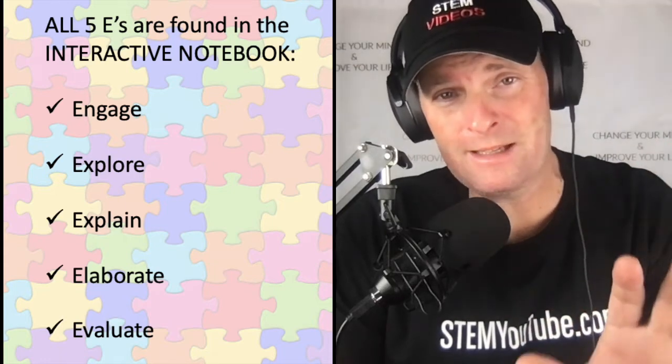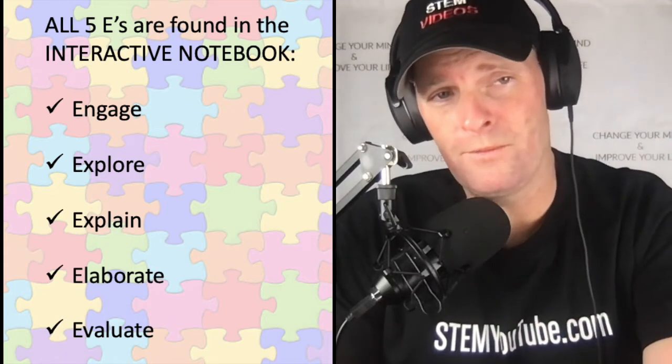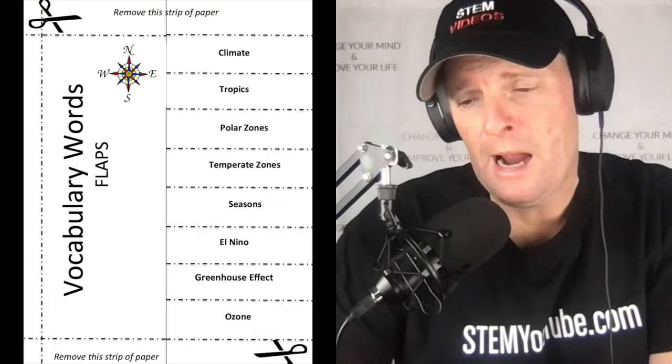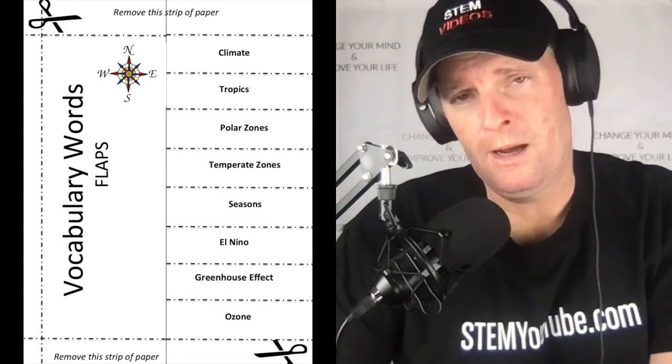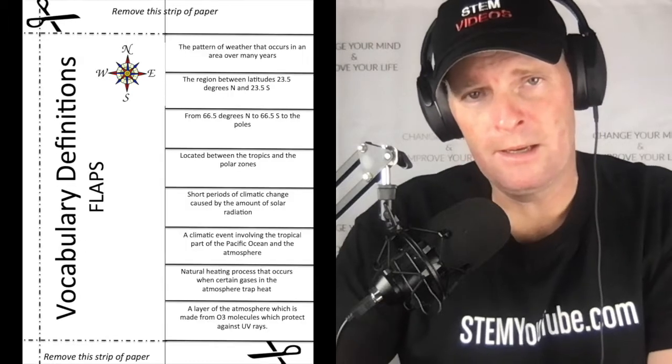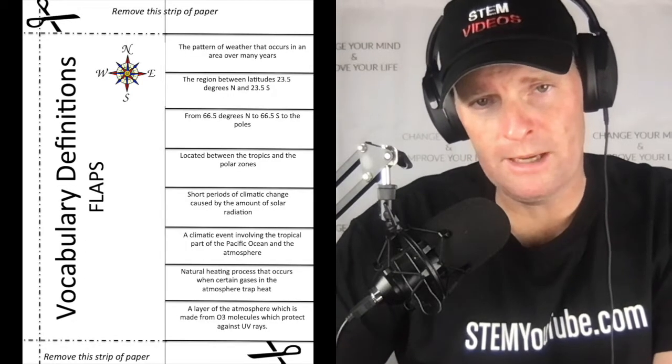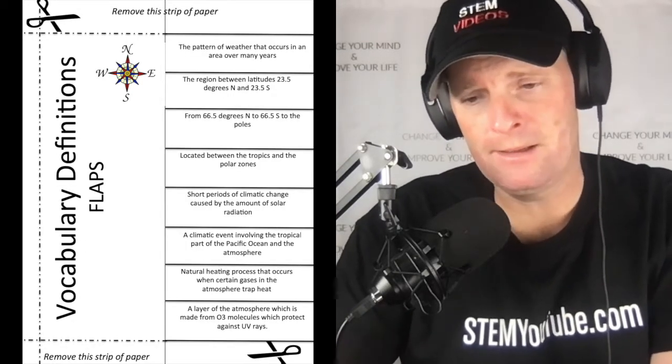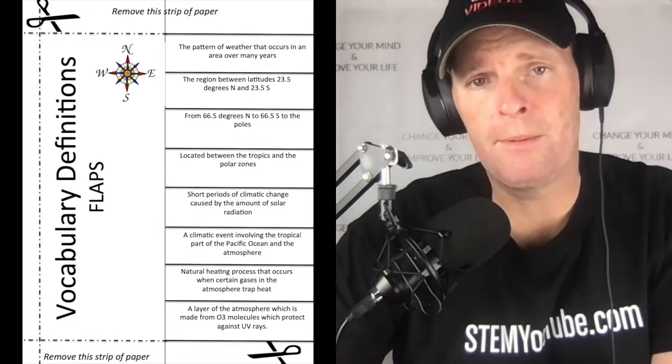In fact, I would say all 5 E's can be used within the interactive notebook if you do this right. What I like to do is start with a real solid base with the vocabulary. I love the traditional flip folds, which have the definitions on one page and then the actual terms are laid on top and can be pasted right on top. I'll actually show this within the video so that you can see how to make your interactive notebook.